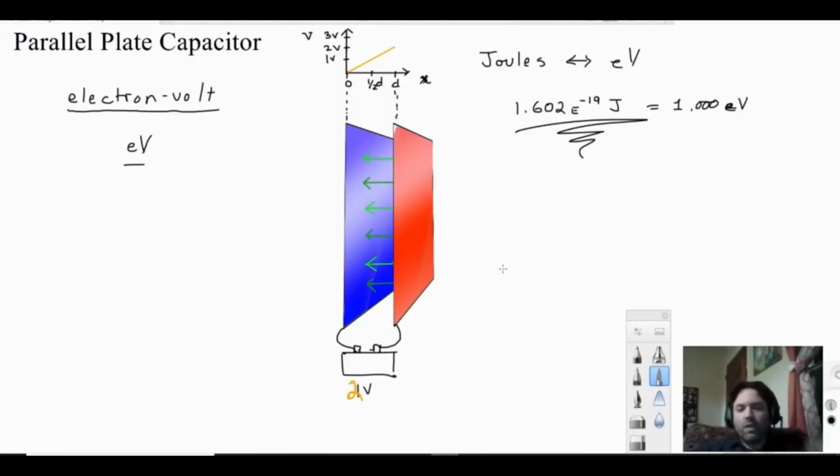Now, what you can do, and this is really cool, is you can place a little hole in your positive plate here, so that when that happens, some of those electrons will slam into the plate, but some of them will come shooting out the other side here at some velocity.